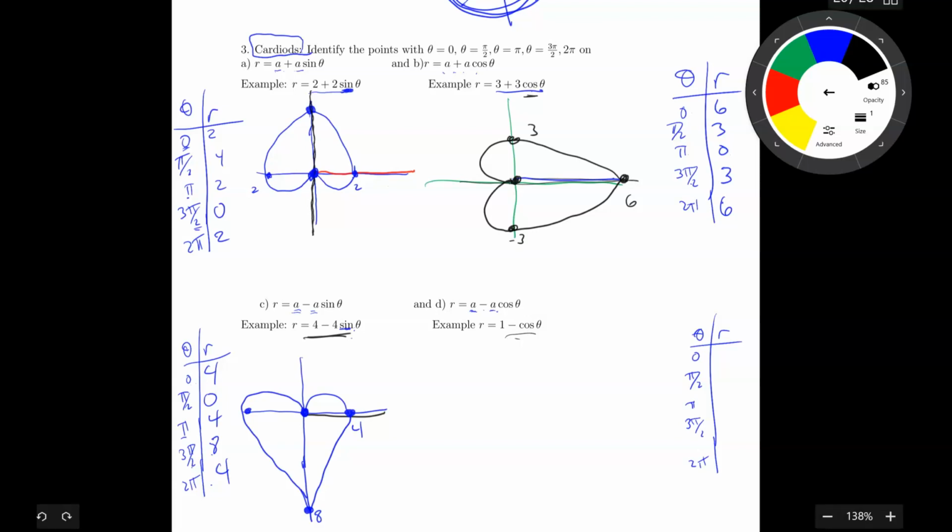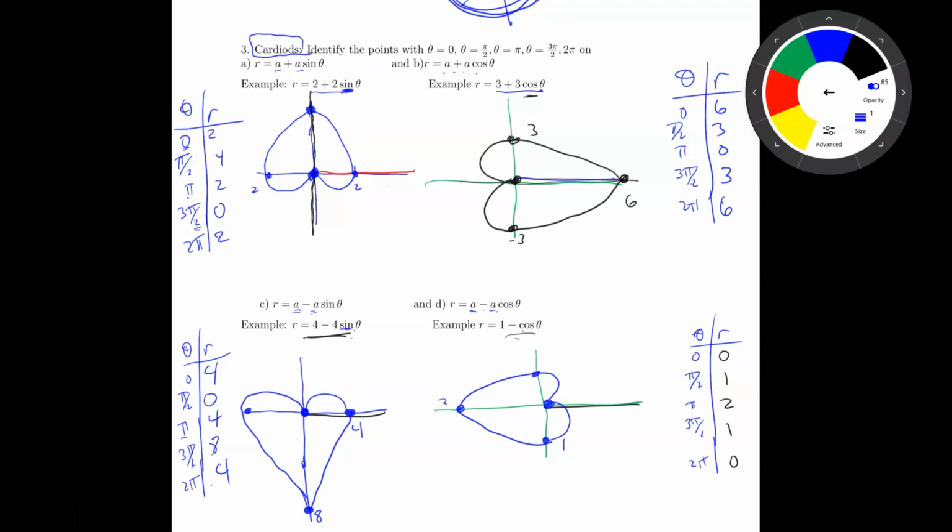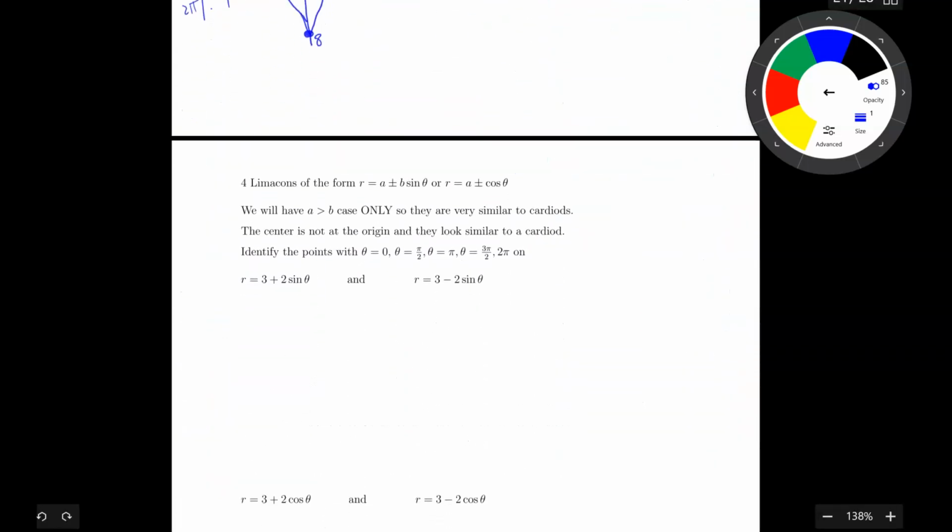So let's just do one more. Angle 0, I'd get 0, right? And then pi over 2, 1. Here I'd get 2, 1, and 0 again. So superimposing my xy axis, let's get some points here. Angle 0, pi over 2 is 1. Here I'd get 2, and here's 1. Because I know I'm expecting a cardioid, I see it. Okay, so knowing what to expect can be very helpful.